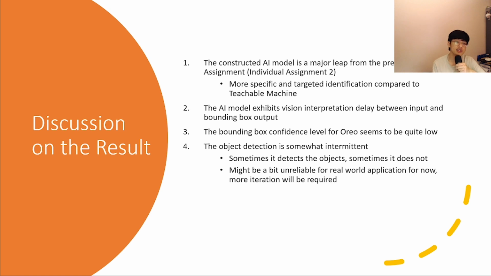Thirdly, we see that the bounding box confidence level for Oreo seems to be quite low. It rarely exceeds 0.5 for this case. And fourthly, the object detection is somewhat intermittent. Sometimes it detects the object, sometimes it does not. So it might be a bit unreliable for real-world application for now. So therefore, more iteration will be required.